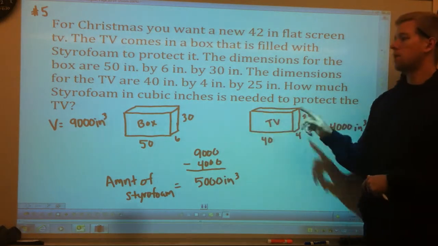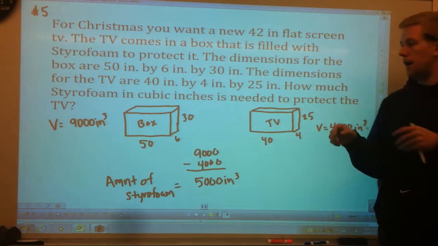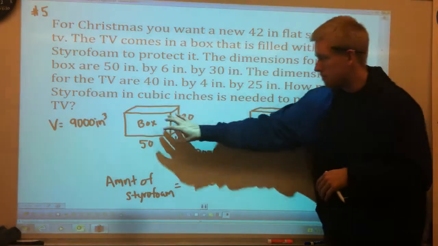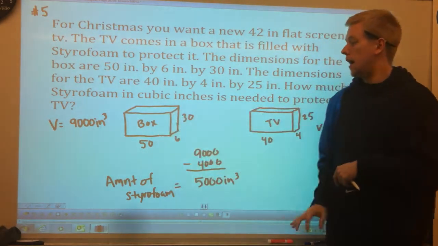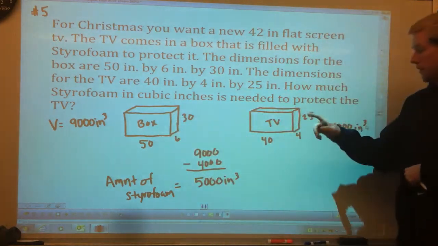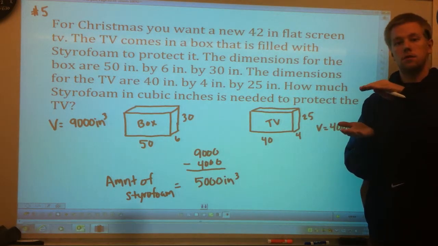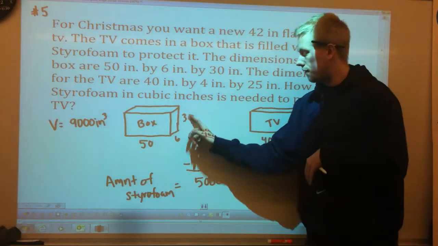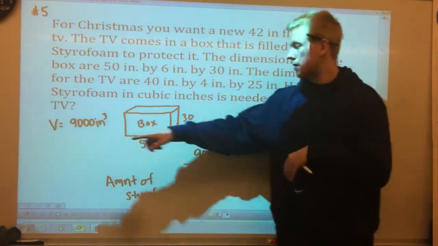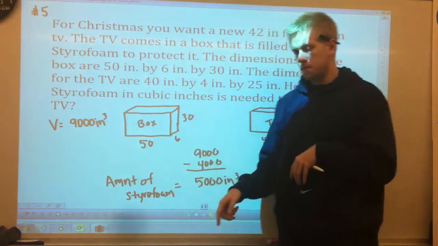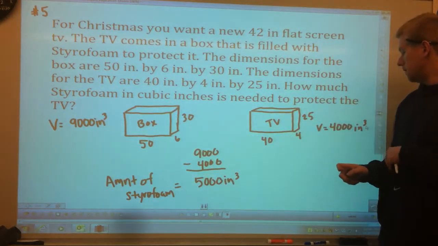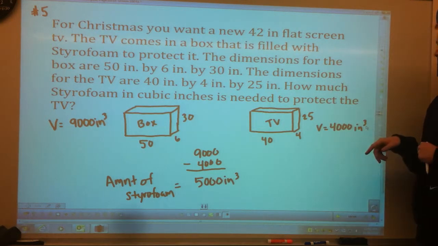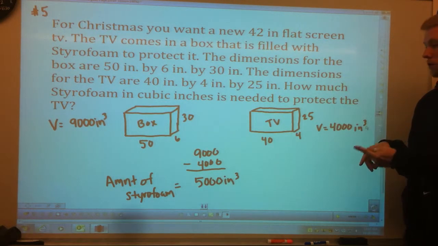These are all in inches. If I want to find how much space is in between, since I'm going to put this TV in this box but have space left over, I'm going to find the volume of this, find the volume of this, and find the difference. Difference is subtracting, so I'm just going to subtract the two volumes. Multiplying 30 times 50 times 6 came out to 9,000 cubic inches. And then my volume for the TV was 4,000 cubic inches. Once I have those two volumes, you just find the difference.